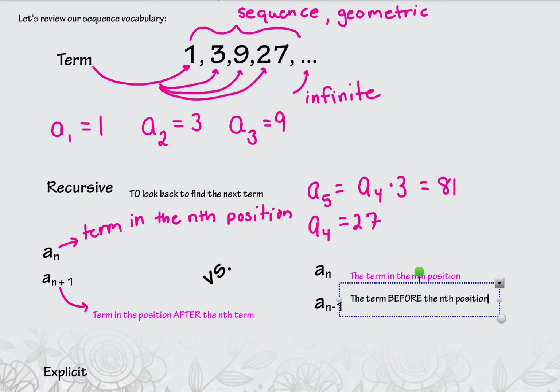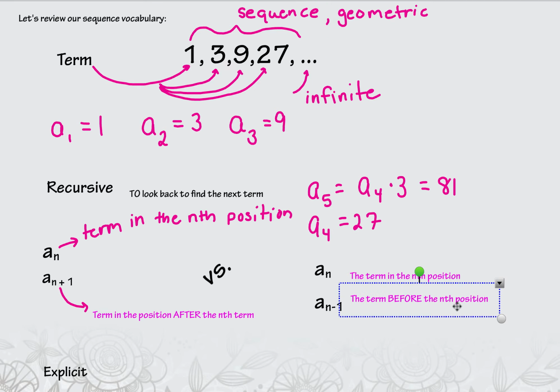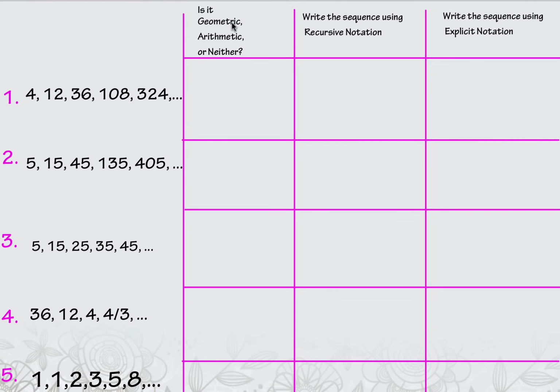And it all makes sense right now. You're like, yeah, that makes sense, Mrs. Trulin. But when we go back to try and write equations, that's where it gets a little tricky. You can use either one to write the equation. Now, we didn't do much of the explicit, but the explicit we're going to talk about on the next page. All right, here we go.